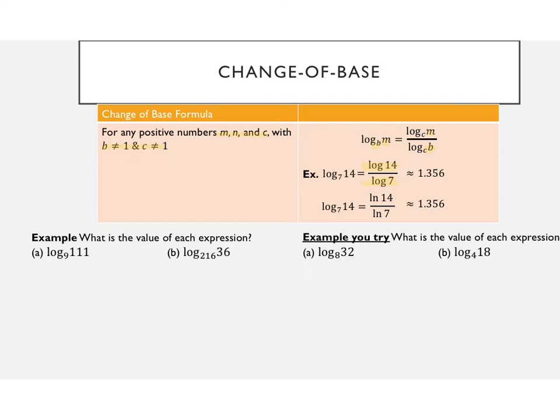If we look at this next type of problem, to find the value of the expression, we do log of the large number, in this case 111, over log of the base of the original log, which is log 9. Then we type that into the calculator, round to 3 decimal places, and it ends up being 2.143. For the next example, we'll do log of the large number, 36, over log of the base of the original log, 216.